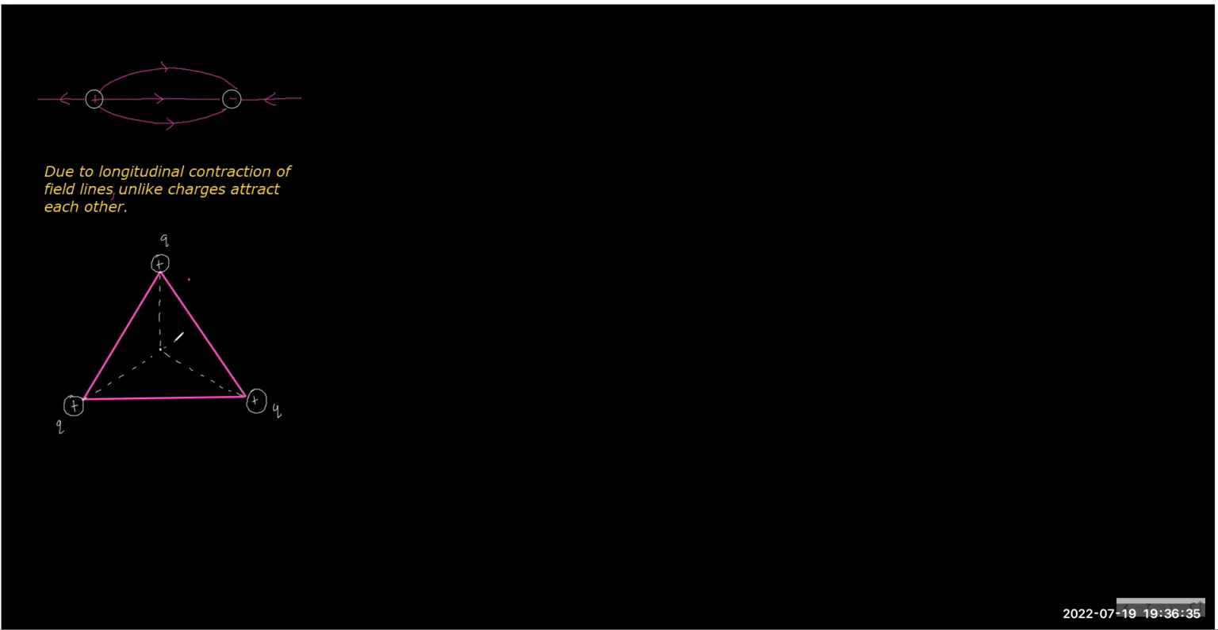If I extend this line and this line and this line, at this point, what do you think? The electric field should exist or not? These two will cancel the field of each other, but this will create the field like this. Correct? Yes.